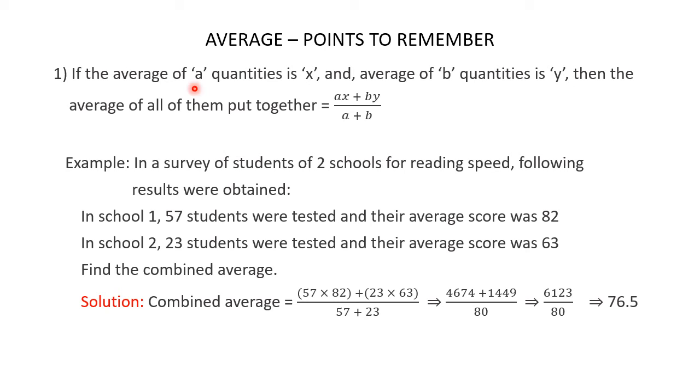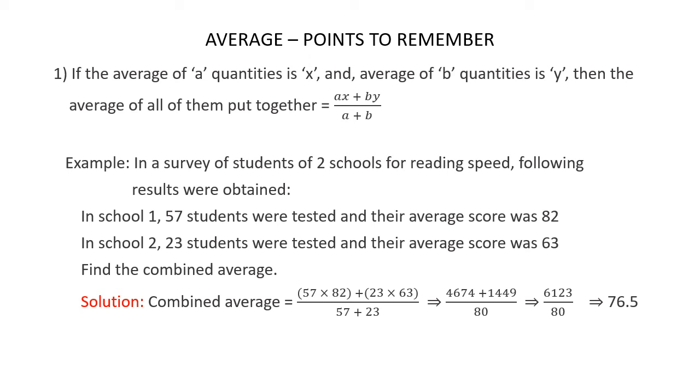If the average of A quantities is x and the average of B quantities is y, then the average of all of them put together is equal to ax plus by divided by a plus b. Memorize and remember this formula very well, because many problems are asked of this type where you have to use this formula. So if the average of A quantities is x and the average of B quantities is y, then the combined average is ax plus by divided by a plus b.